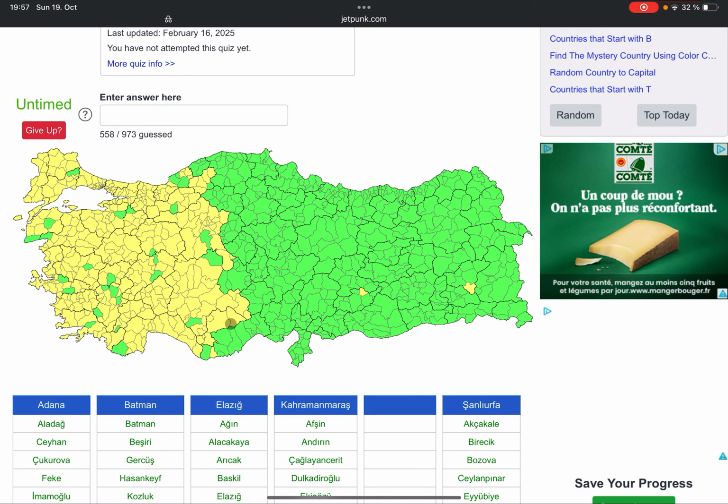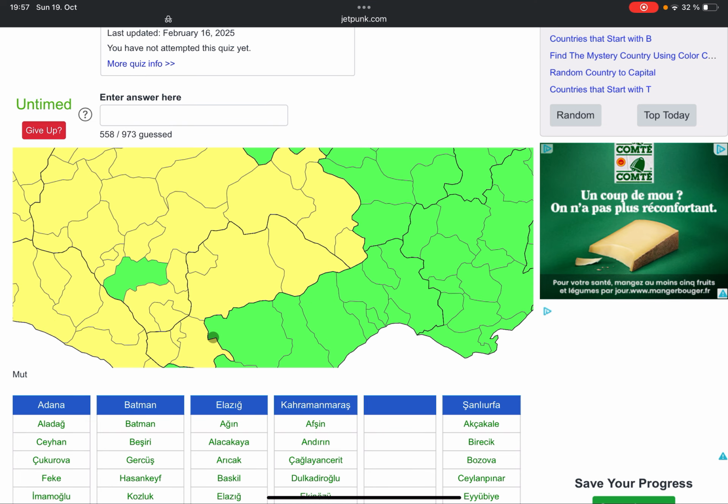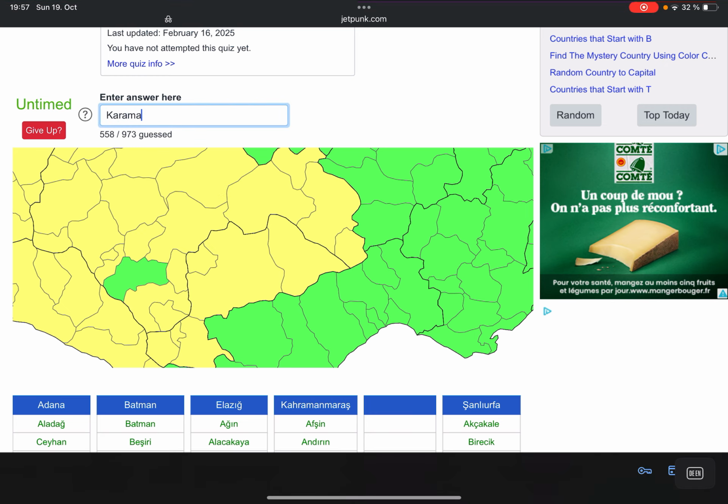Alright, let's go over to the province of Karaman with the central district as well. Karaman, we have Ayrancı, we have Kazım Karabekir, and Sarıveliler, Başyayla, and Ermenek.